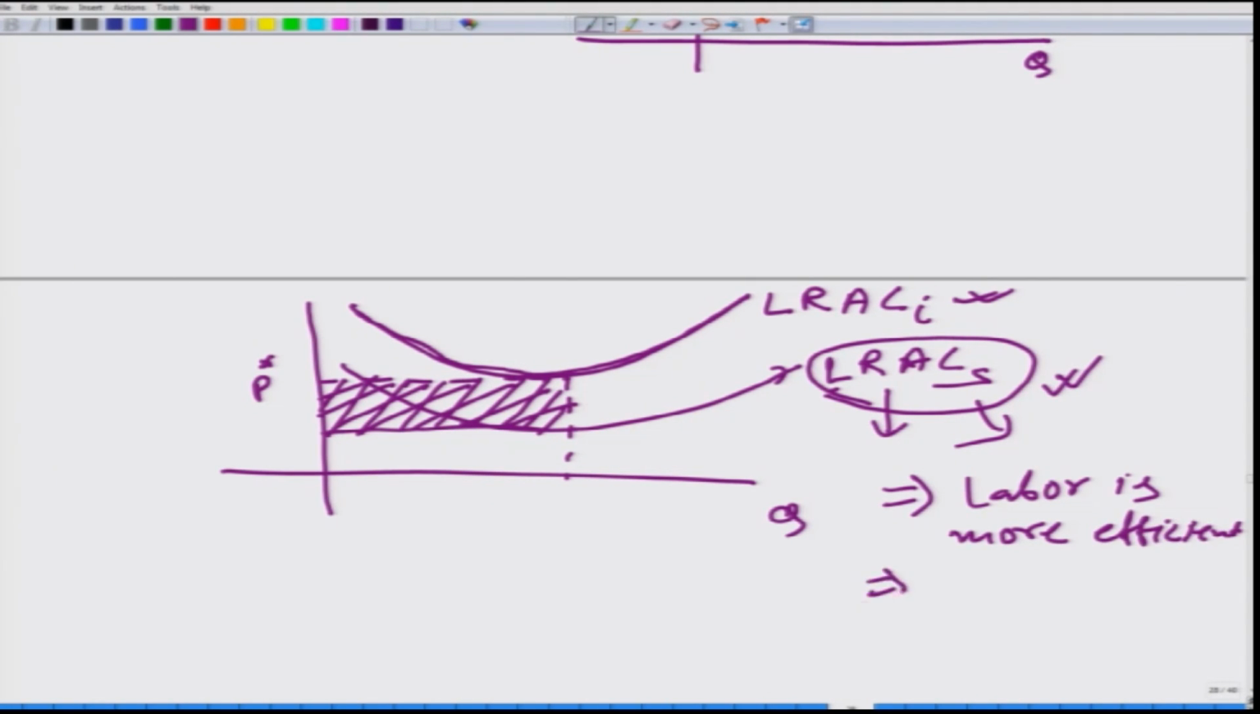Let us say that labor is more efficient, or let us say the factory is located near a railway station. So, it is cheaper to supply the output. So, whatever is the reason, if labor is more efficient, then the labor should be compensated for its effort. If the factory is located near a railway station, then the rent should be higher than what is being considered.